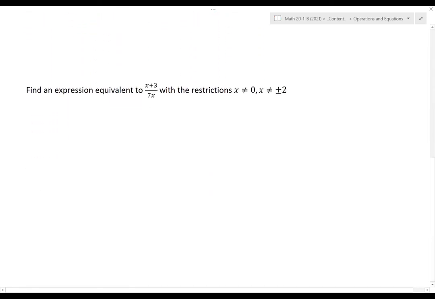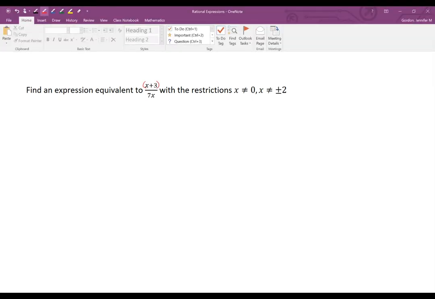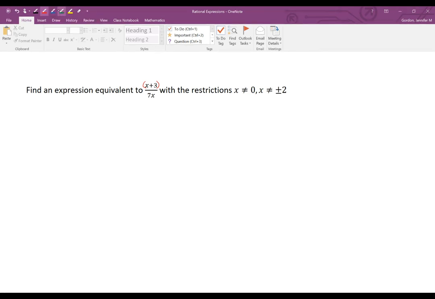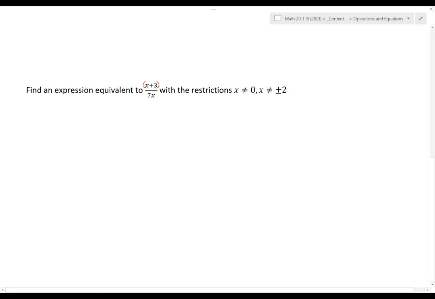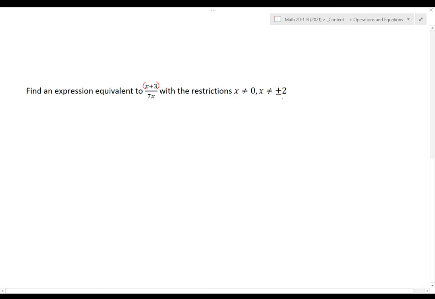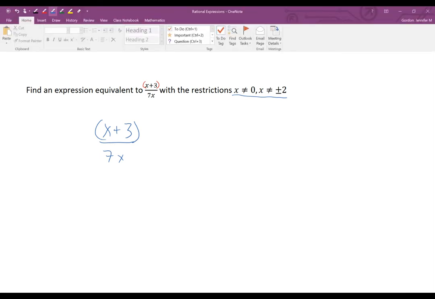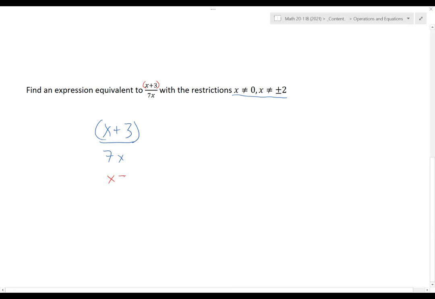We can also use that idea to write equivalent fractions. So if we look here at this expression x plus 3 over 7x, that can't be simplified. That is already as simple as it gets. X plus 3 is a single factor that can't be broken up, and 7 and x are not common to the numerator and the denominator. But what I've asked you to do here is find an expression that's equivalent to that fraction with the restrictions that are given. So if I look at x plus 3 over 7x, there is already a restriction that x can't be 0. Because if I multiplied 7 times 0, I would get a denominator of 0, obviously not possible.